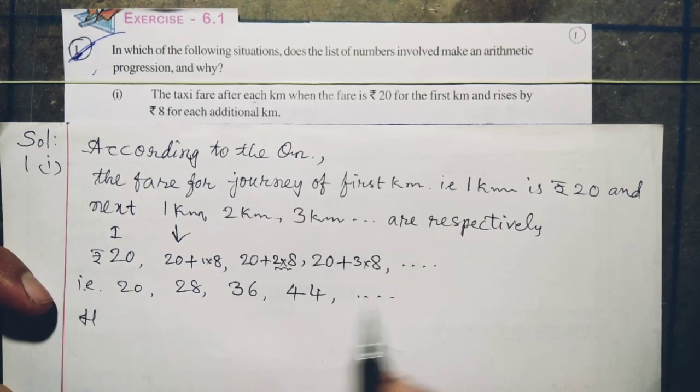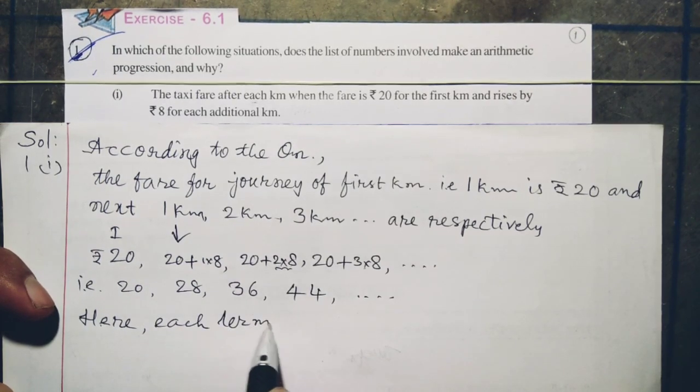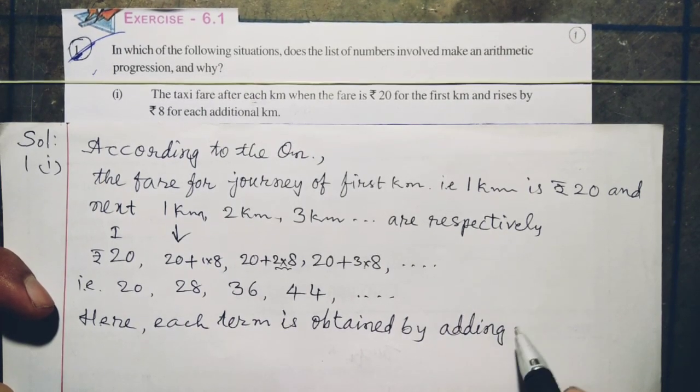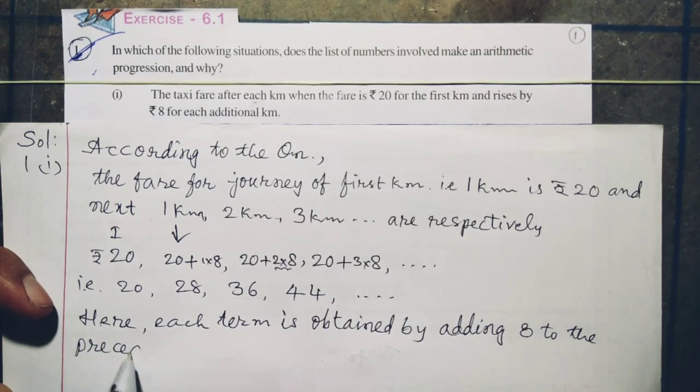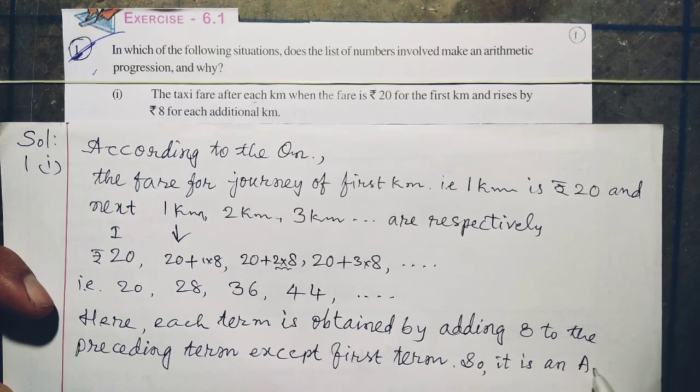Here each term is obtained by adding 8 to the preceding term except first term. So it is an AP, arithmetic progression.